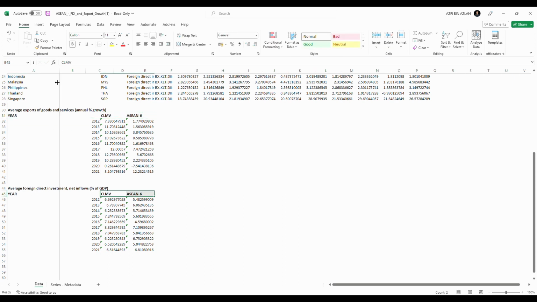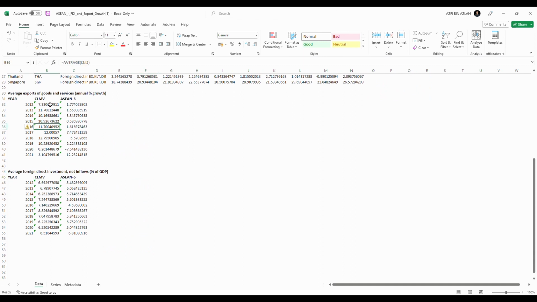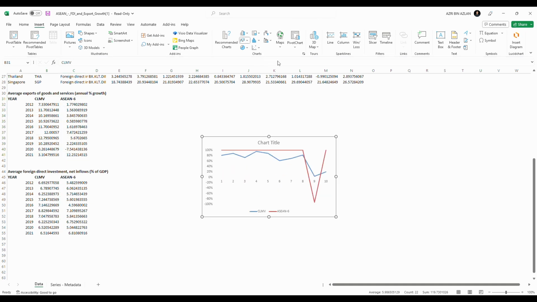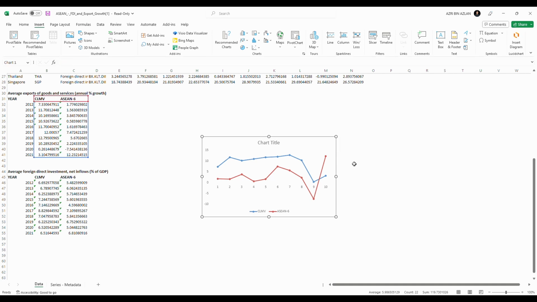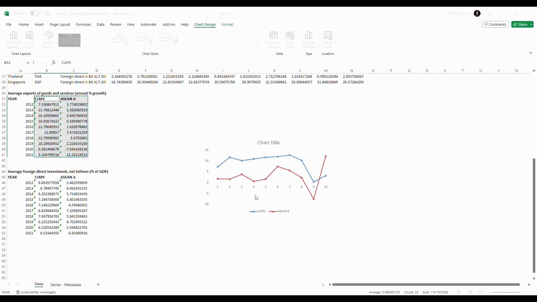Right, so now we have prepared it to be transformed to the graph. Just copy this data. For the first data, it is average export of goods and services. Please take note that it is percentage of annual growth of exports of goods and services. As you can see, I just copy the CLMV and ASEAN 6, which is entitled for the y-axis.